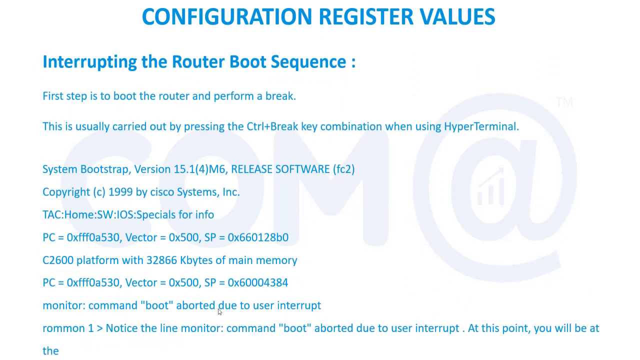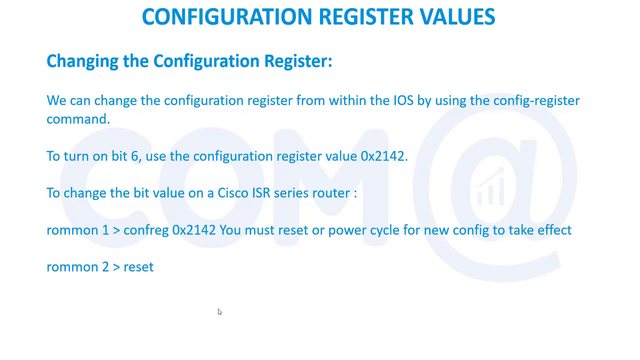To interrupt the router boot sequence, we can press break, or sometimes you have to press control and break. Your bootstrap will get interrupted and we get into ROM monitor mode. Change the configuration register. In normal working condition I type config-register, but in ROM monitor mode the command is the short form, confreg. Then I use the command reset for resetting the router.